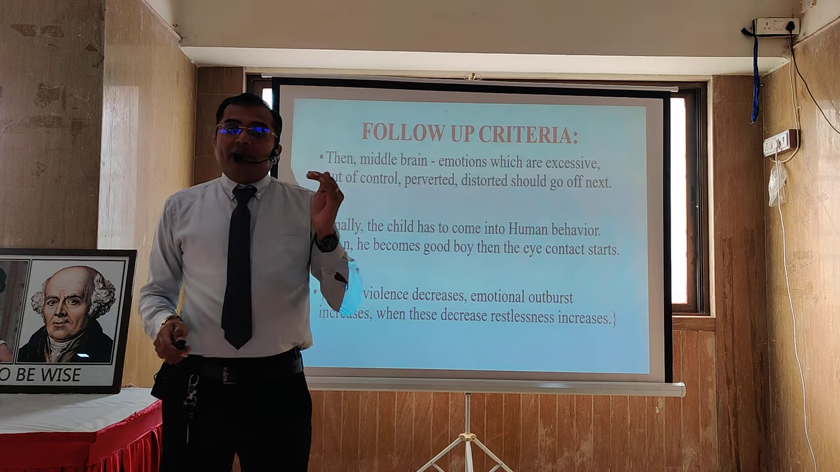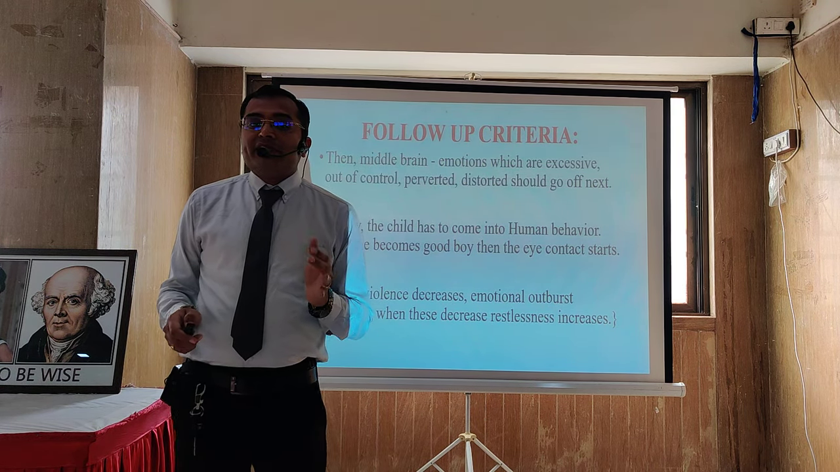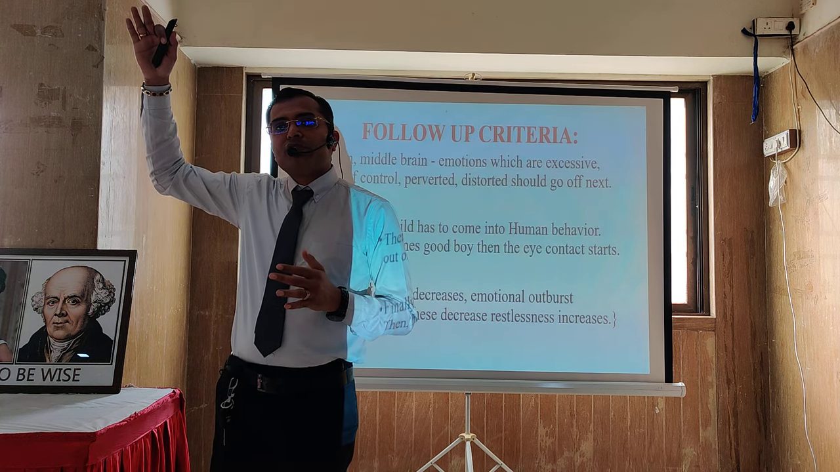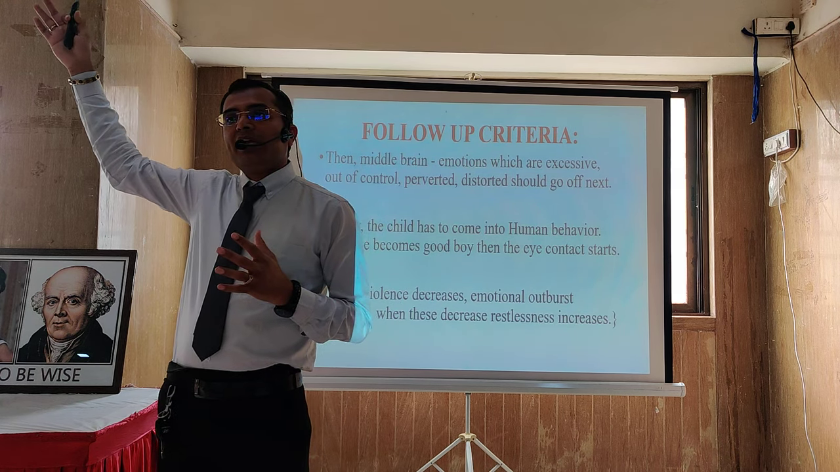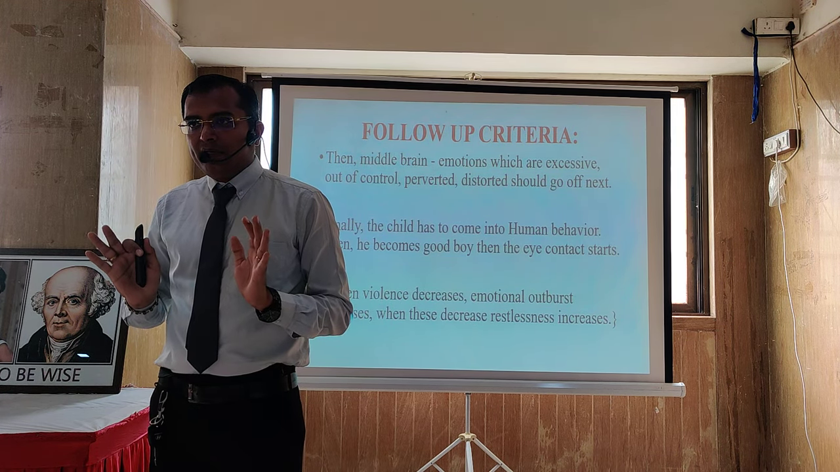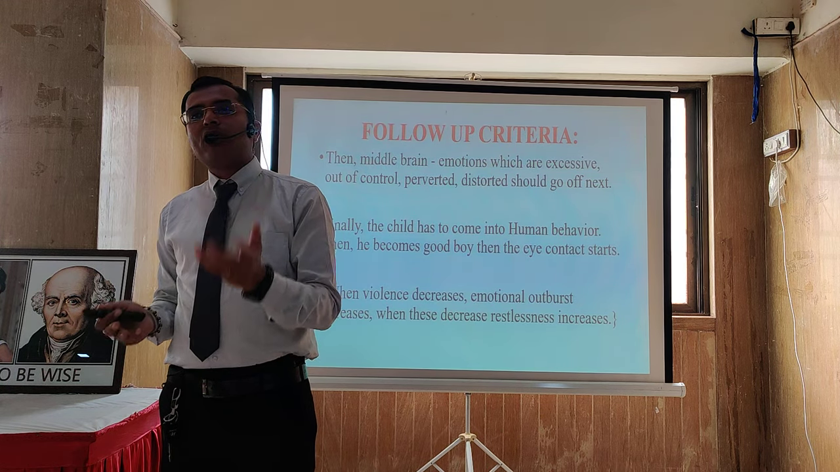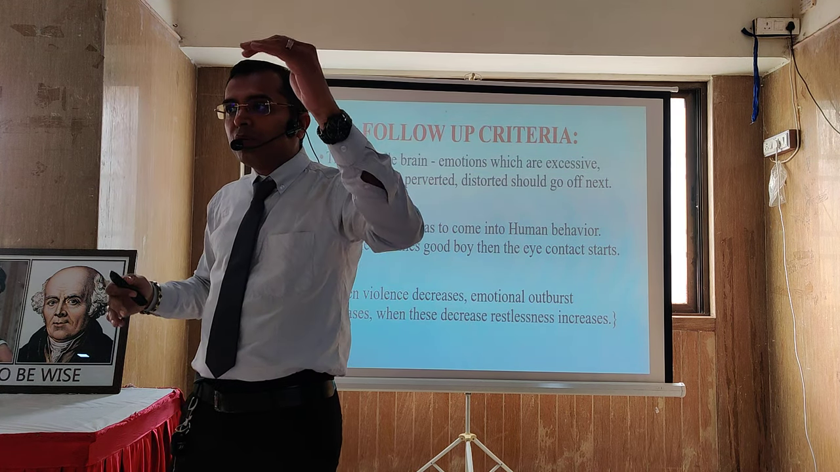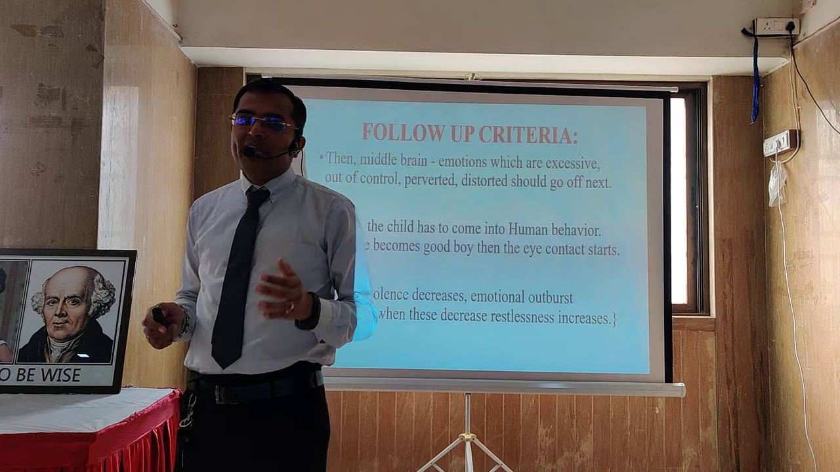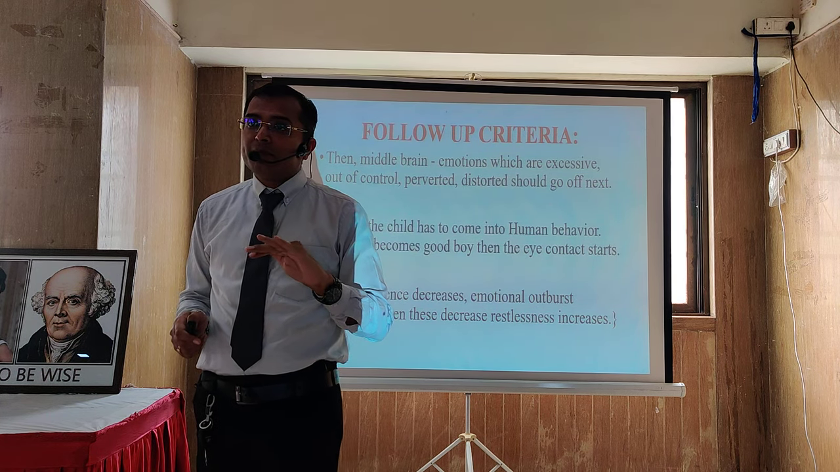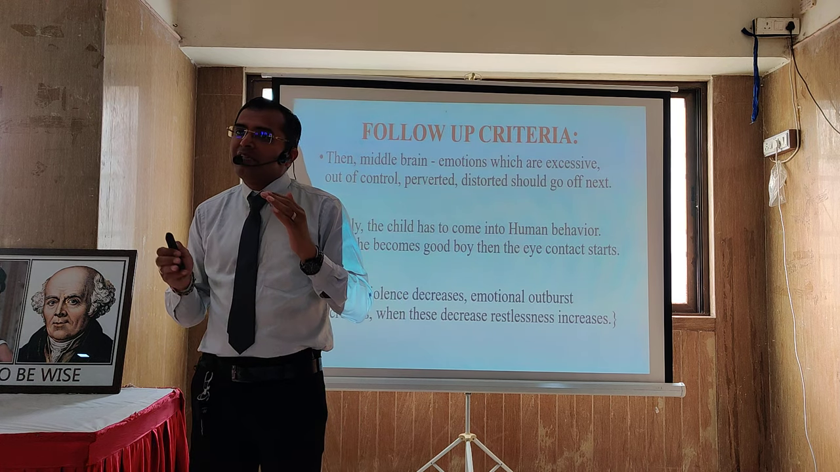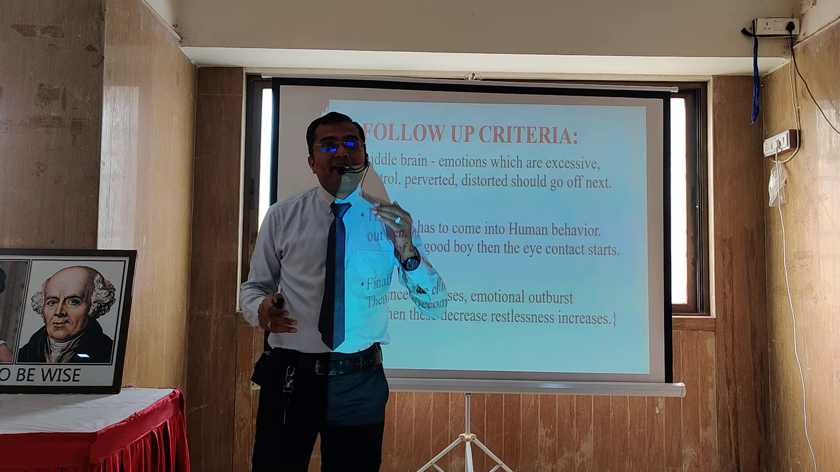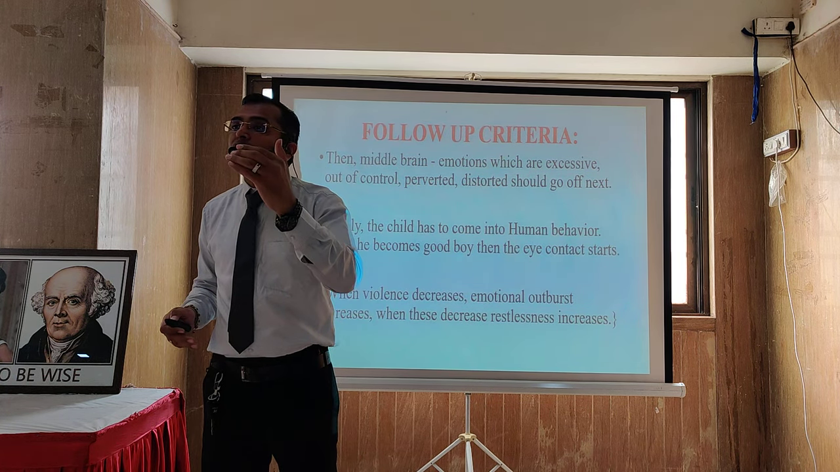Another follow-up criterion: the emotion which is excessive, out of control, perverted or distorted should go off next. For example, fear goes into clinging, that goes to normal. Fear has to be there. Fear of the dark in a child is common, but if this fear of darkness is exaggerated, it has to come down. So the emotions have to be normalized. And finally, the child comes to human behavior, which means a sense of right and wrong. They become a good boy, good girl image, and then they start eye contact and communication.